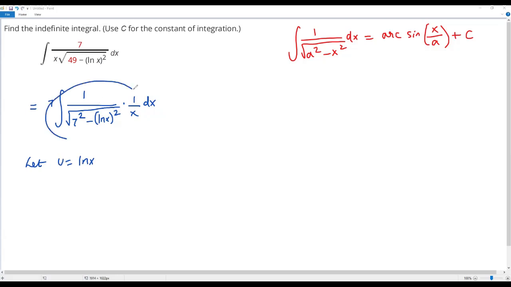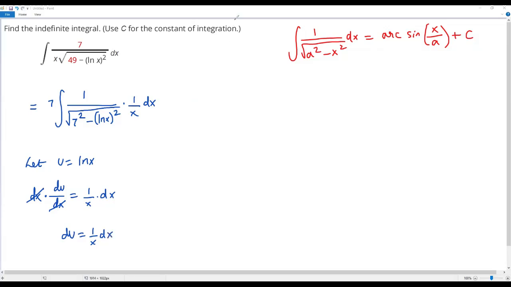Since we have the original integration with respect to the variable x, now we have to find the derivative on both sides of this equation with respect to x. When I find the derivative of u with respect to x, I'm getting du over dx. The derivative of ln x is just 1 over x. Now to solve for du in this equation, I multiply both sides by dx to get rid of the denominator dx over here. Now this dx and dx will cancel out. I'm getting du equals 1 over x times dx.